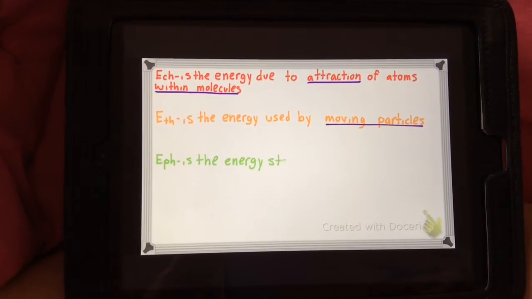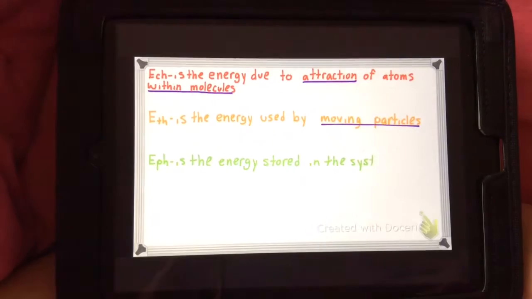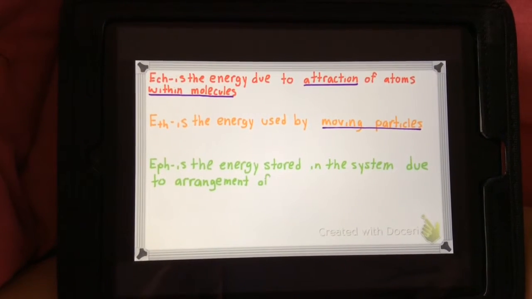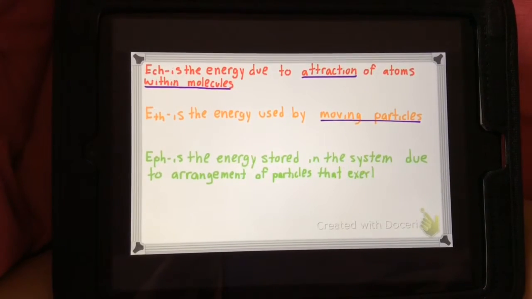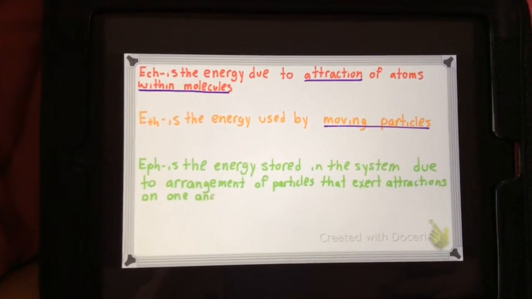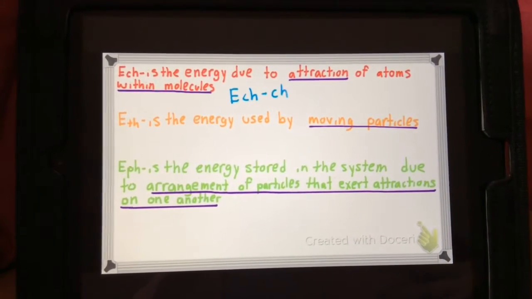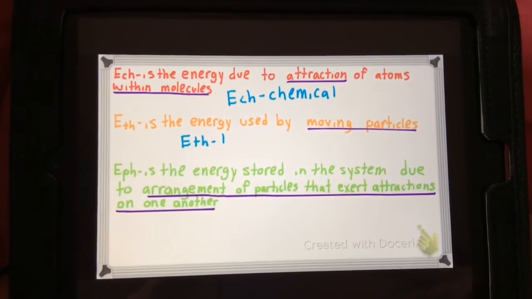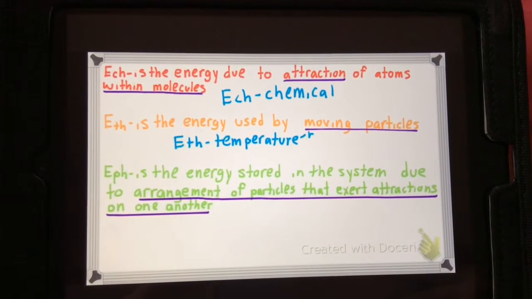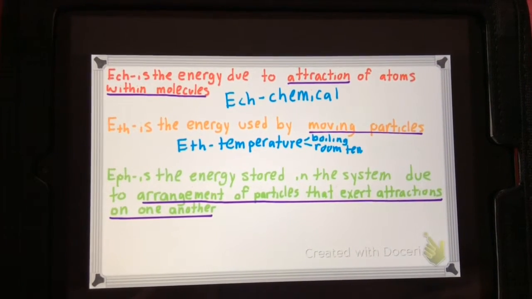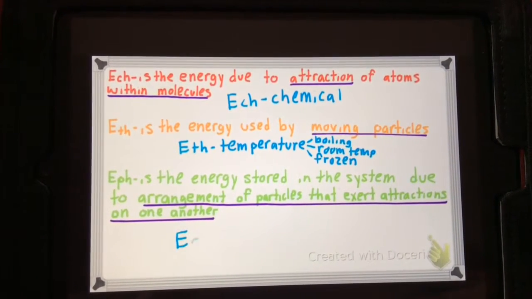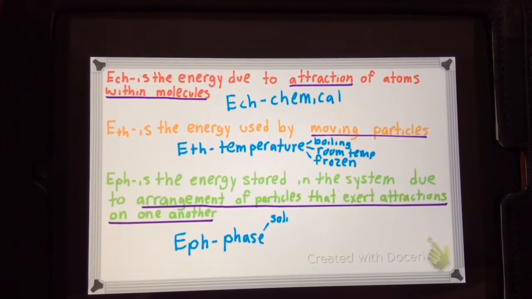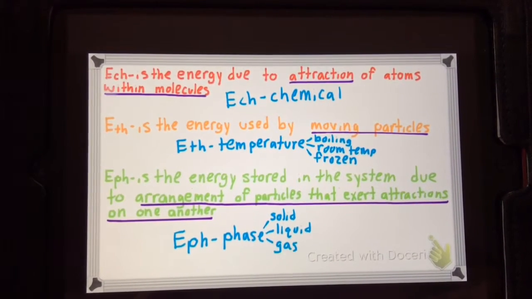The last one is E phase. It's the energy stored in a system due to the arrangement of particles that exert attraction on one another. To sum it up, E chemical is chemical, E thermal is temperature, for example, boiling, room temperature, or frozen. E phase is like solid, liquid, gas.